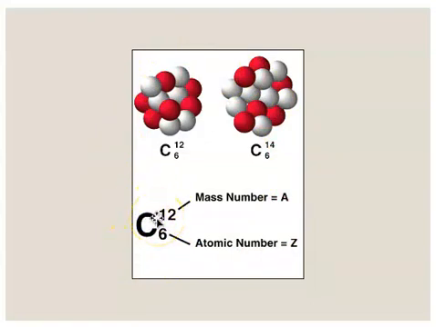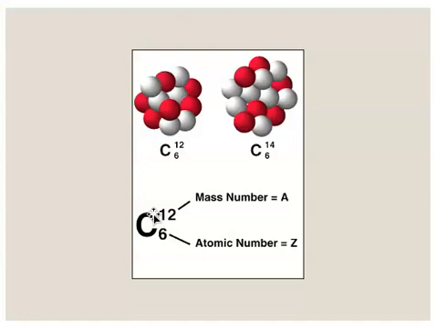Now, different versions of the periodic table present information differently, but on all versions, you're going to find 2 numbers associated with the chemical symbol for an element like carbon. You're going to find what's called the atomic number and what's called the mass number, or the atomic weight.